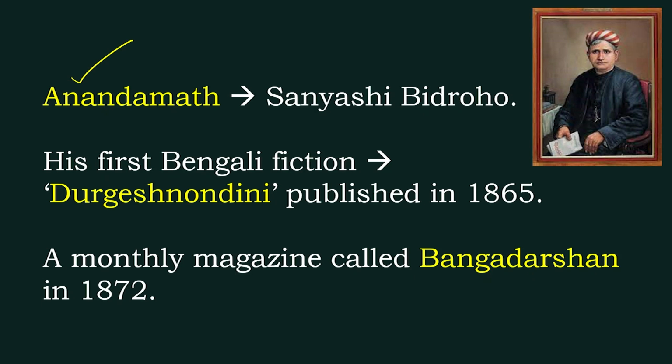This novel Anand Math was set in the background of the Sannyasi rebellion, or the Sannyasi Bidroho. It is considered one of the key works on Bengal nationalism. His first Bengali fiction is called Durgesh Nandini, which was published in 1865. And he also published a monthly magazine called Banga Darshan.